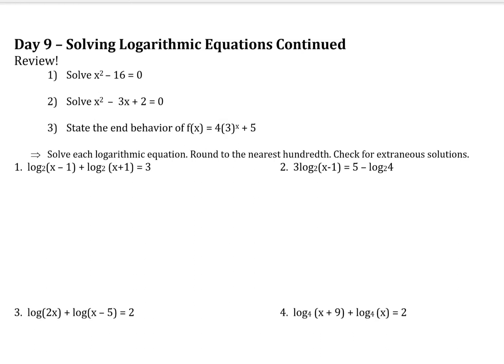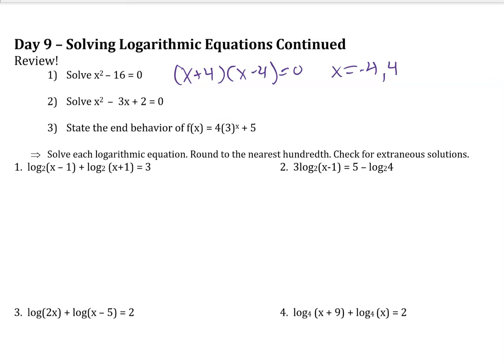We're asked to solve x squared minus 16 equals 0. This is a difference of squares. So we get x plus 4 times x minus 4 equals 0. From there we use the zero product property, so we know that one of these must be 0 for the product of these two factors to equal 0. So either x equals negative 4 or x equals positive 4.